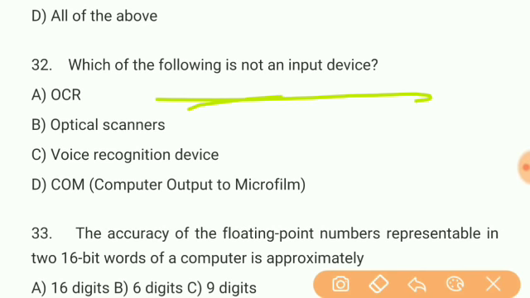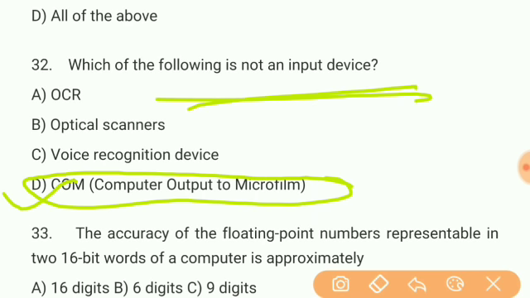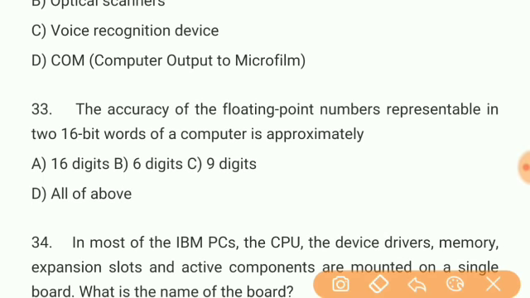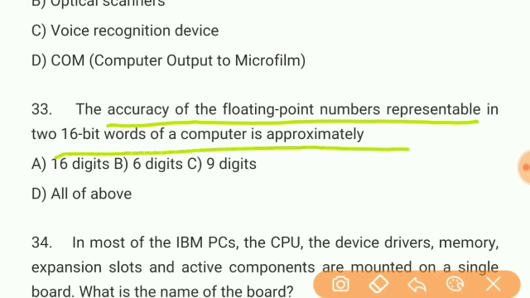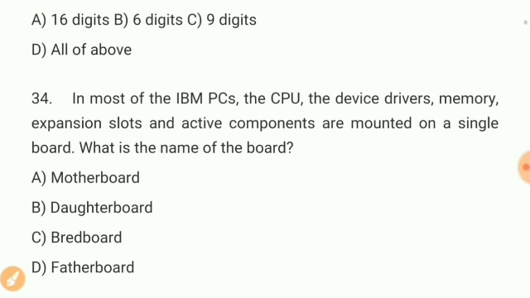Then, which of the following is not an input device? The correct answer is D, COM, computer output to microfilm. It is not an input device. And OCR, optical scanners, voice recognition devices, all these are input devices. Then, the accuracy of floating point numbers representable in 2-bit words of a computer is approximately 16 digits.